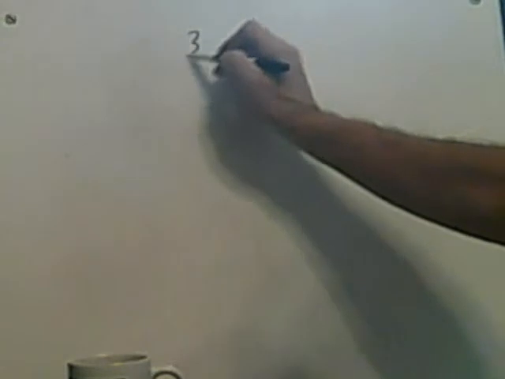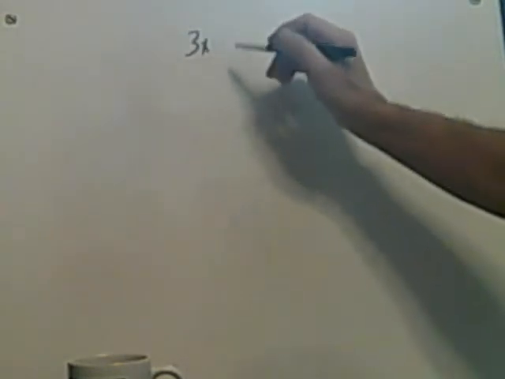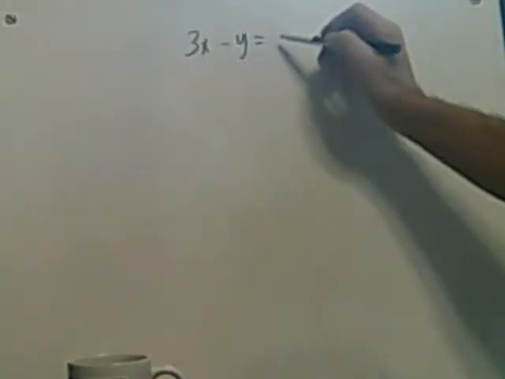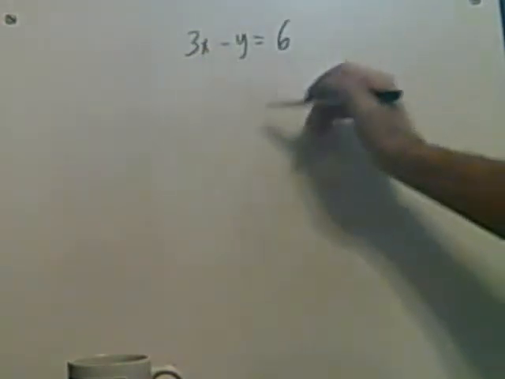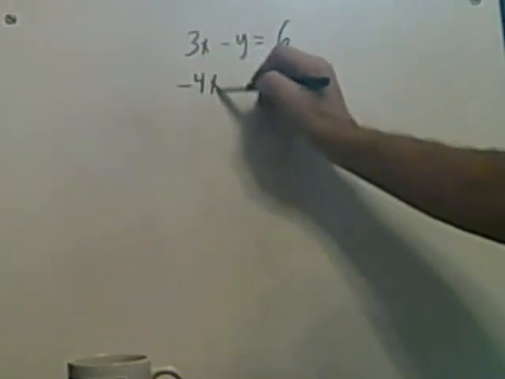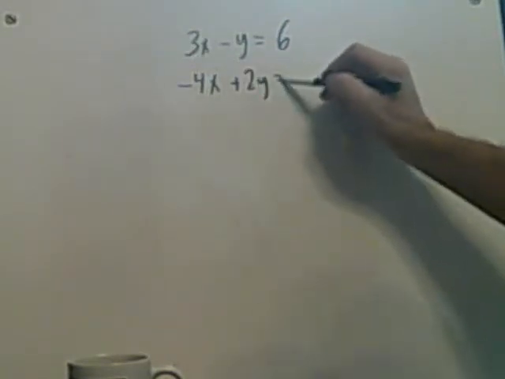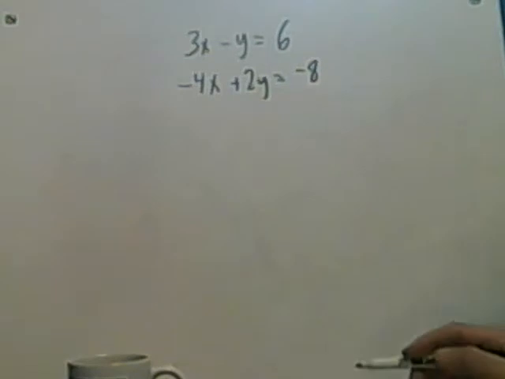Okay, might have gone off scale there. Okay, let's go. 3x minus y equal to 6. Minus 4x plus 2y is equal to negative 8. This is number 20. Okay, now we're going to use substitution.